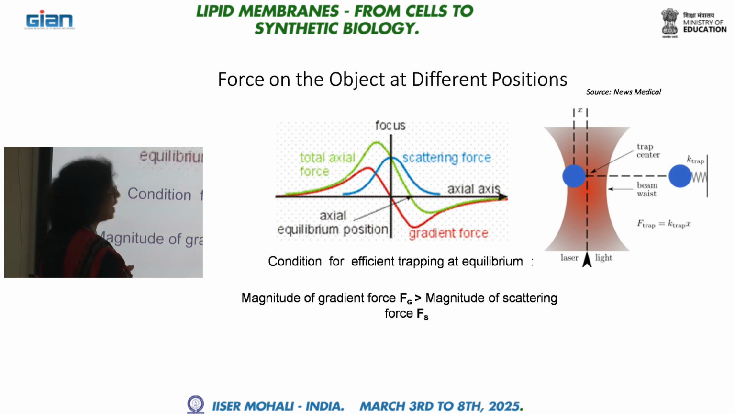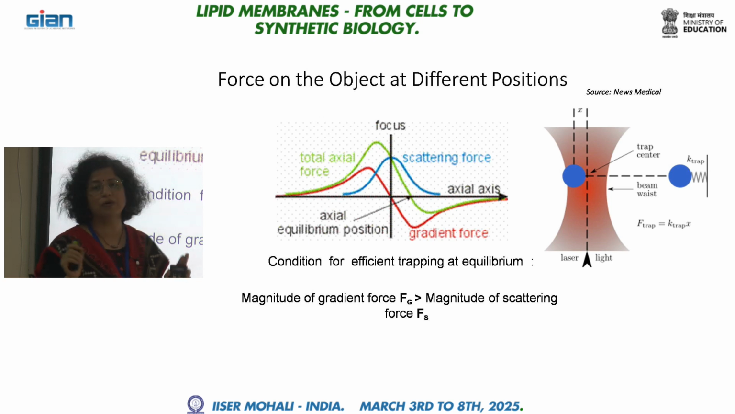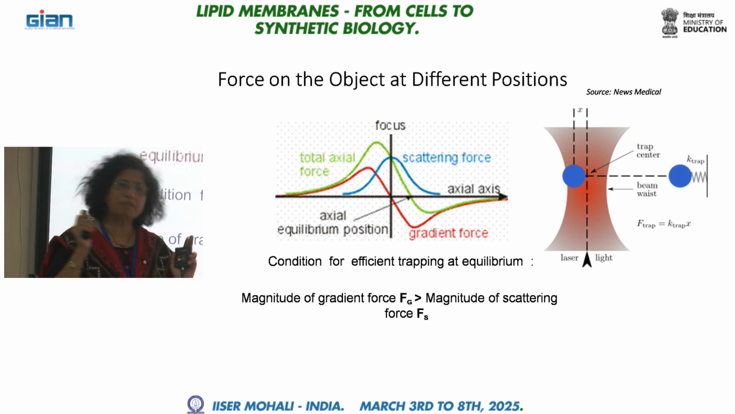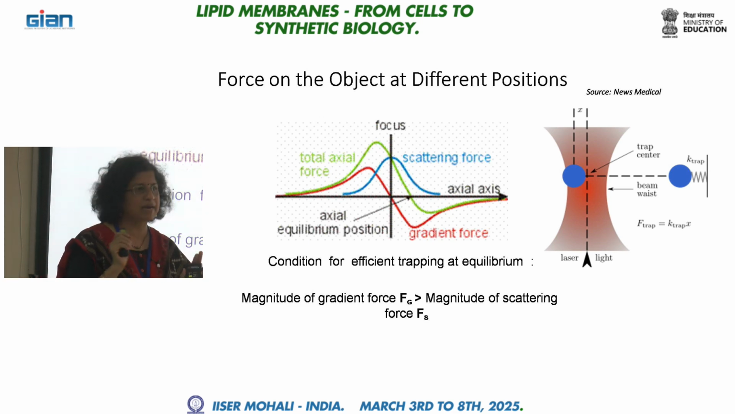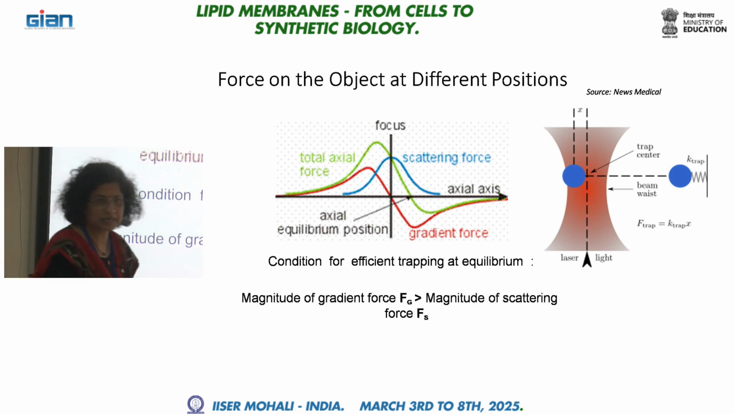At this point you can see the red is negative, the blue is positive, and together they add up to make a zero point. A zero point would mean this is a position where there is no force acting on the particle, so the particle can remain stably trapped over there. That is all I meant. Okay, can I move on to the next slide?